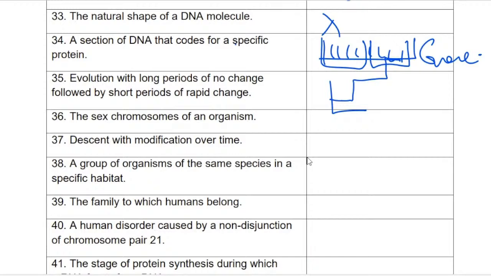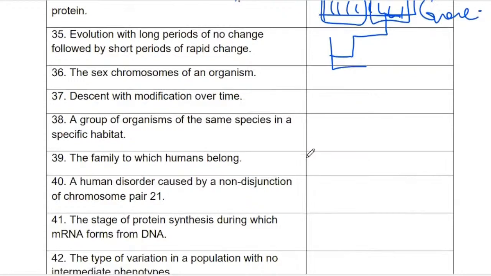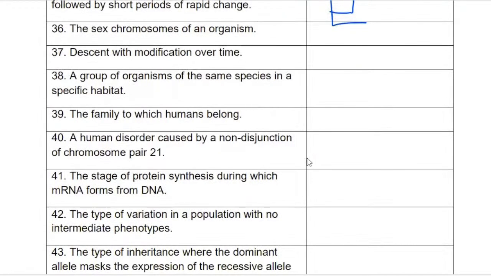The descent with modification. How do we call descent with modification? Let me see in the comments below. I want to know number 37. Please put it in the comment. Just write 37 and then put the answer there. I want to see if you're going to get it correct.